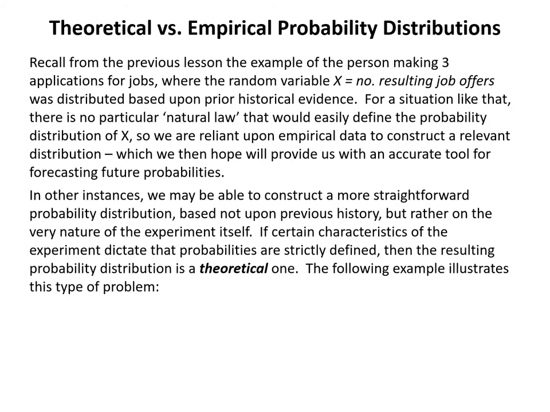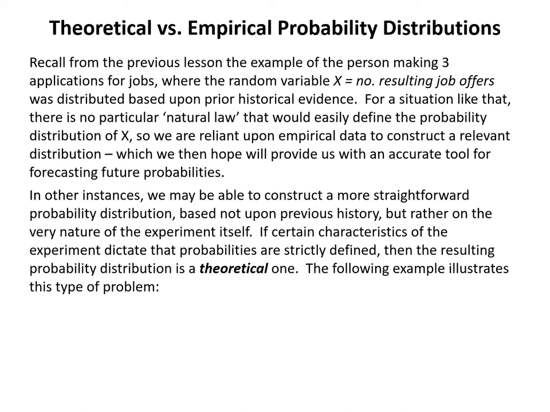Recall from the previous lesson the example of the person making three applications for jobs, where the random variable X equals the number of resulting job offers was distributed based upon prior historical evidence. For a situation like that, there's no particular natural law that would easily define the probability distribution of X, so we are reliant upon empirical data to construct a relevant distribution, which we then hope will provide us with an accurate tool for forecasting future probabilities.